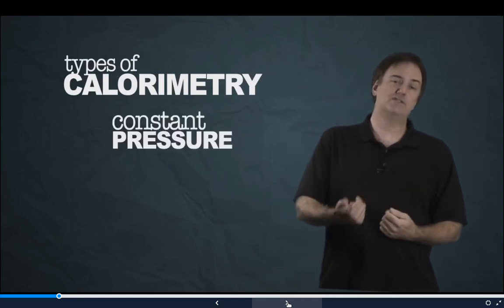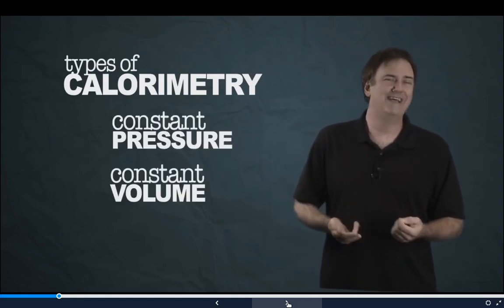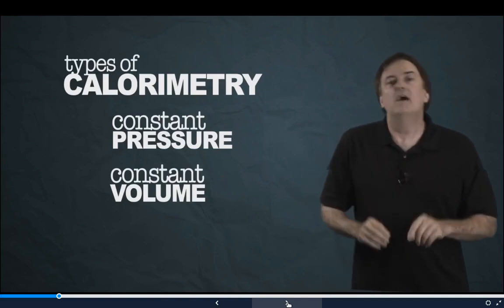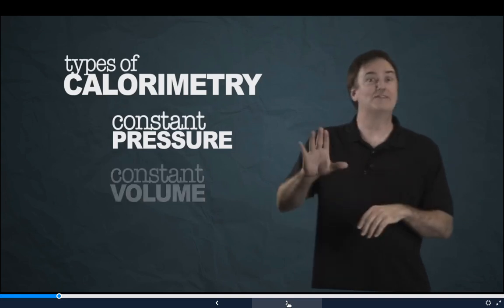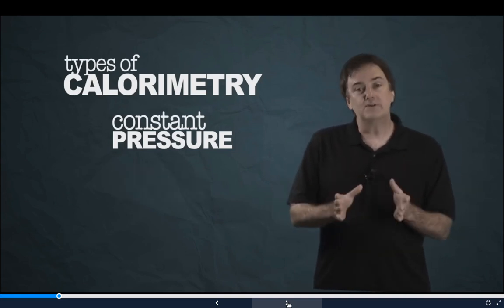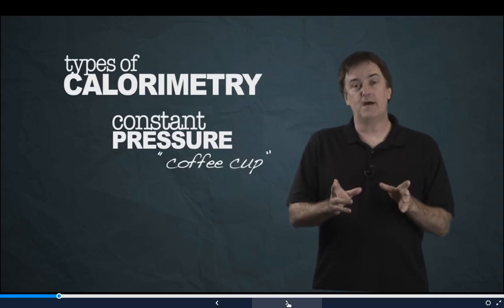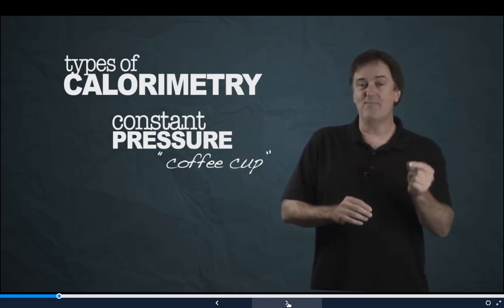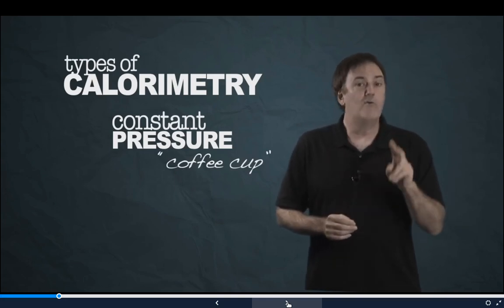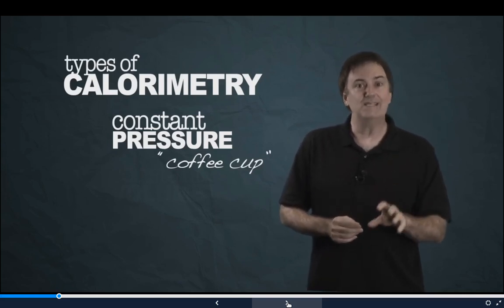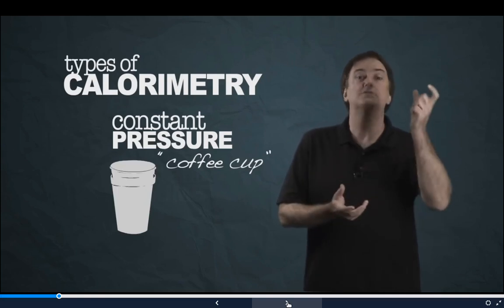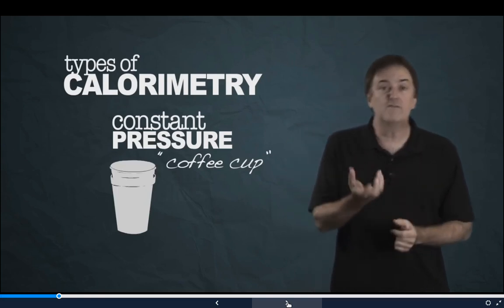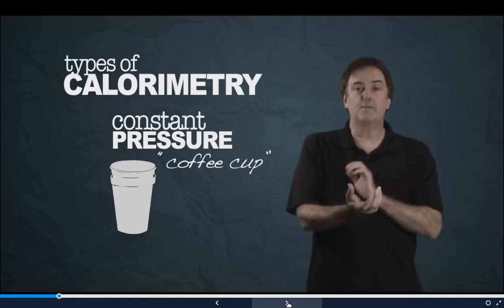Now, we have two types of calorimetry. We have constant pressure and constant volume calorimetry. I'll start with the easy one. Constant pressure is the easy one. We'll get to the volume in a minute. Constant pressure calorimetry, we also call it coffee cup calorimetry, which will help you remember that it's super easy to make. When we say coffee cup, what we really mean is a cheap styrofoam cup. Heck, go crazy, get two styrofoam cups and stick them in each other. You've got yourself the perfect coffee cup calorimeter.